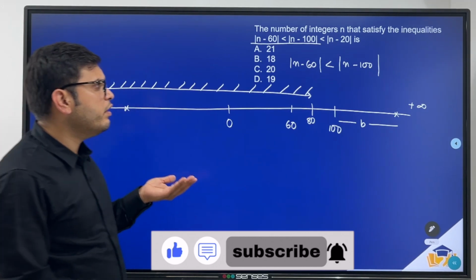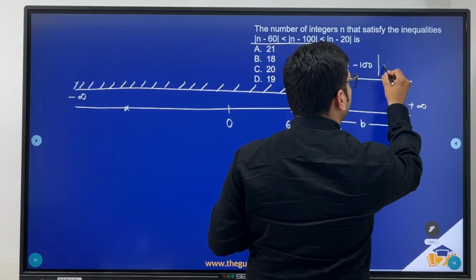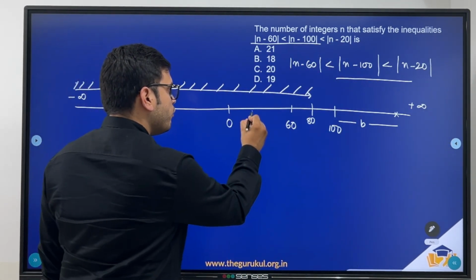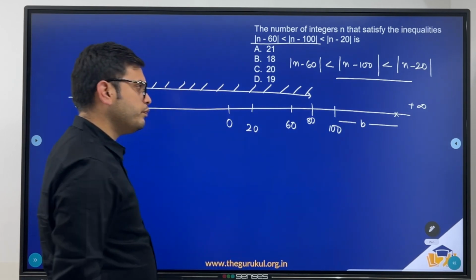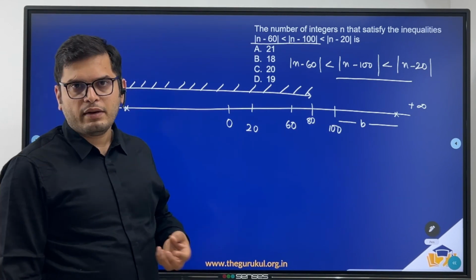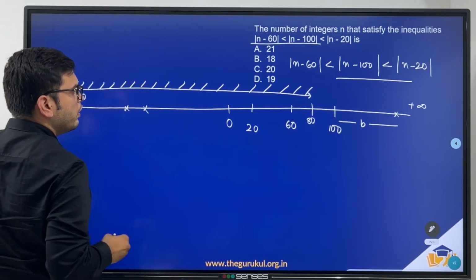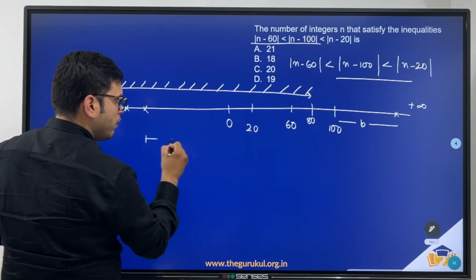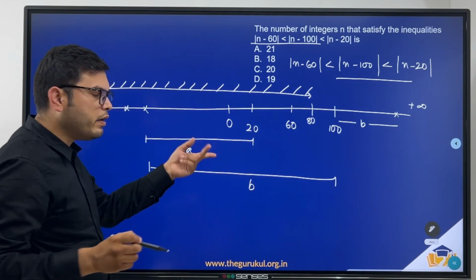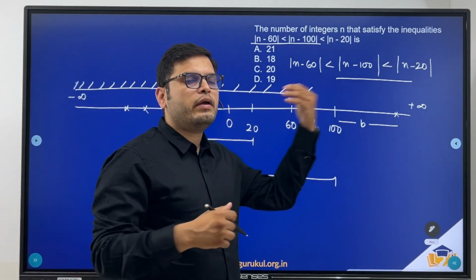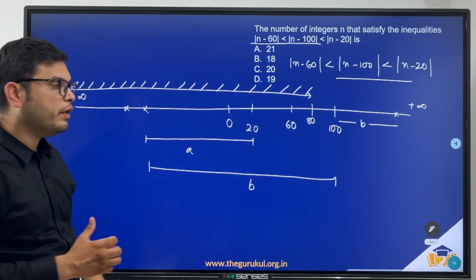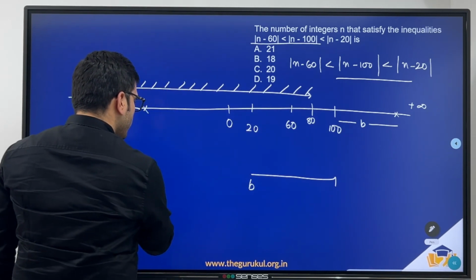Now coming to the second inequality, where you have |n - 100| less than modulus of n minus 20. Now we'll apply the same logic. Now we have 20 somewhere here. Now |n - 100| to be strictly less than |n - 20|. Now let me take a point on the negative number line. If this is a and this is b, we have b greater than a, but we should be having a greater than b. So this inequality is not satisfied for the values less than 20. Okay. Now let me consider a value greater than 100.